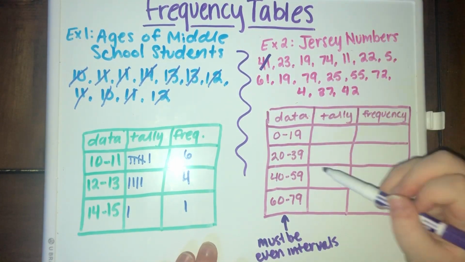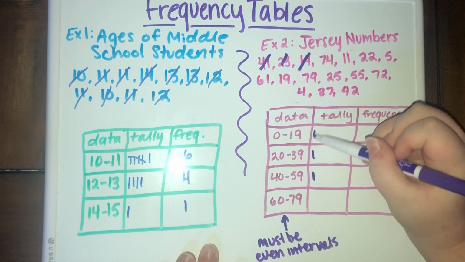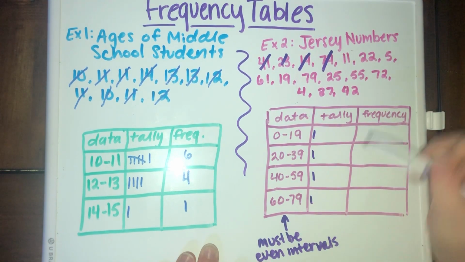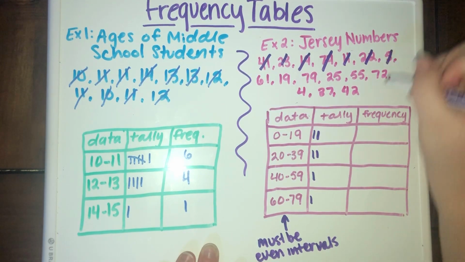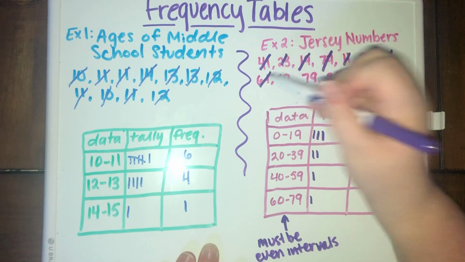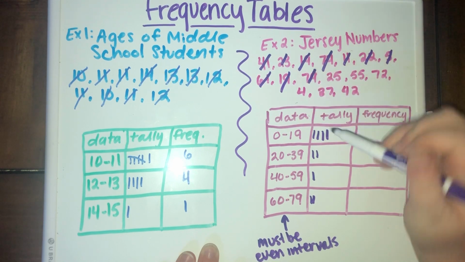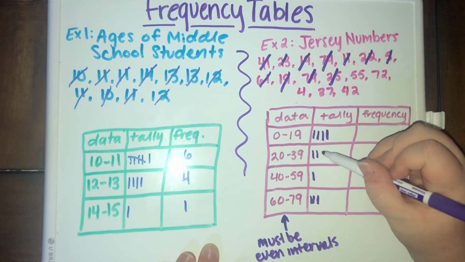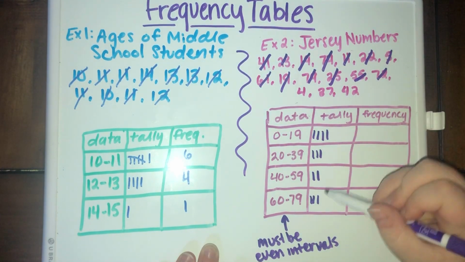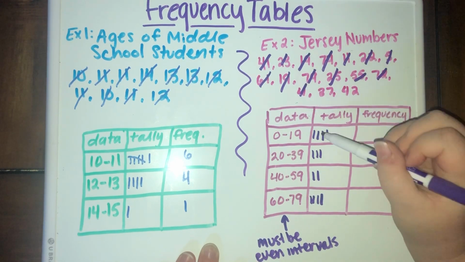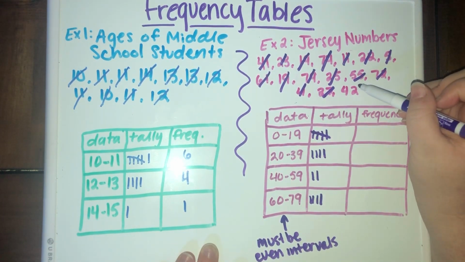So 41 would go here, 23, 19, 74, 11, 22, 5, 61, 19, 79, 25, 55, 72, 4, 37, and 42.